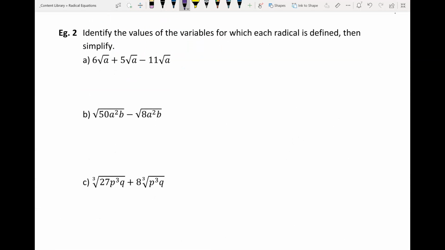Moving on to example 2, identify the values of the variables for which the radical is defined and then simplify it. Right away, we know that a has to be larger than or equal to 0, because we can't have negative numbers inside of a radical. Now we can go ahead and simplify. We have the same radicand, which is a, and the same index, which is 2, the square root part. So then we have 6 plus 5 minus 11. 6 plus 5 is 11. Then we have minus 11 root a still, and you can clearly tell that that's 0.